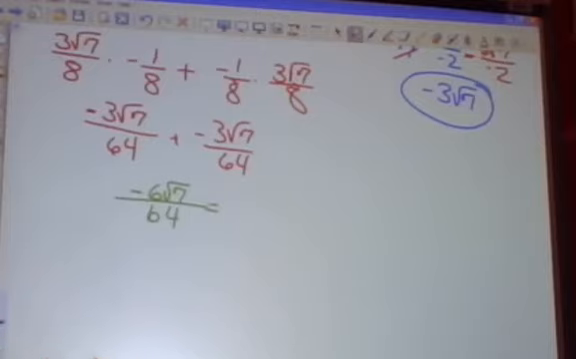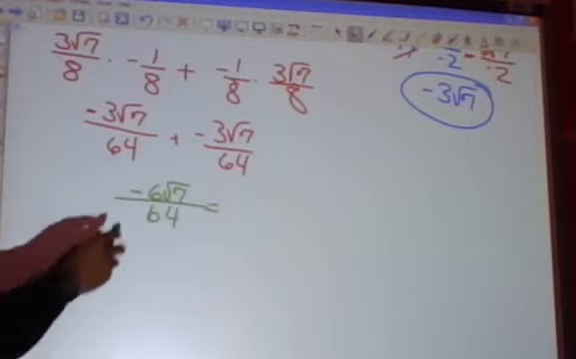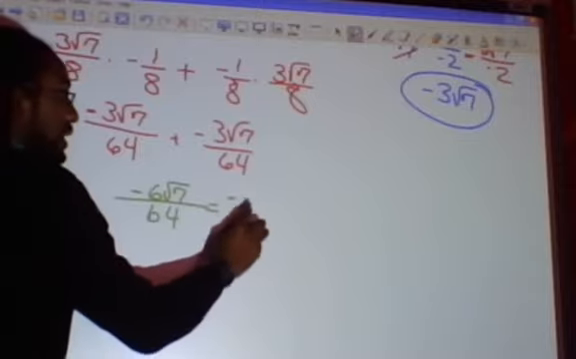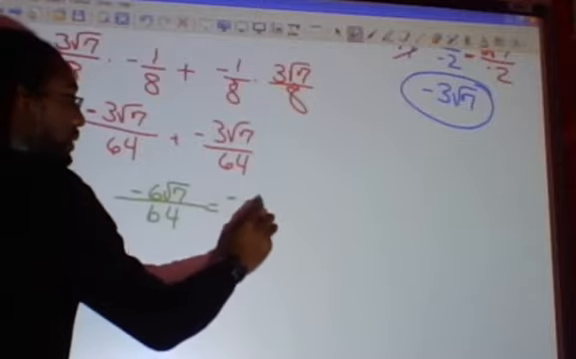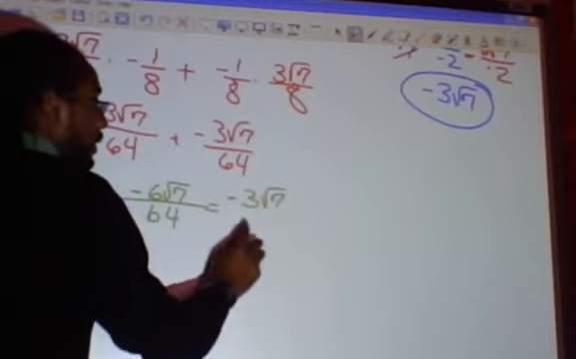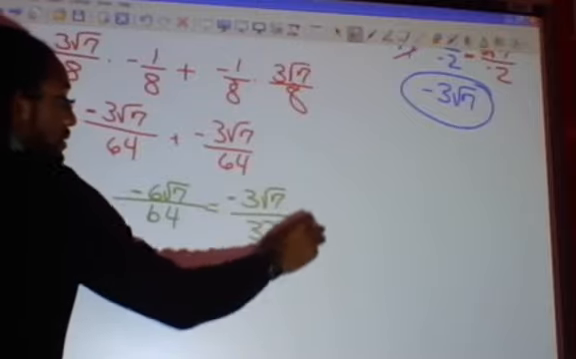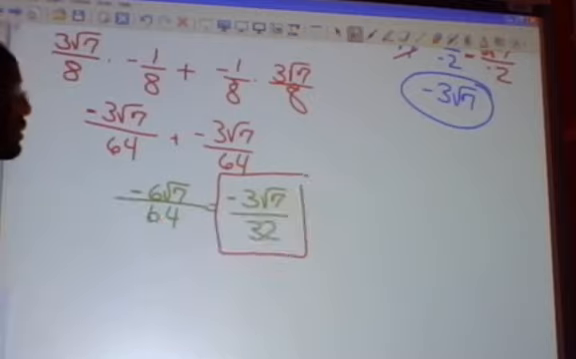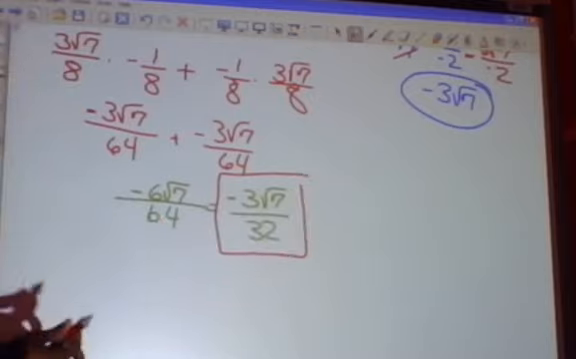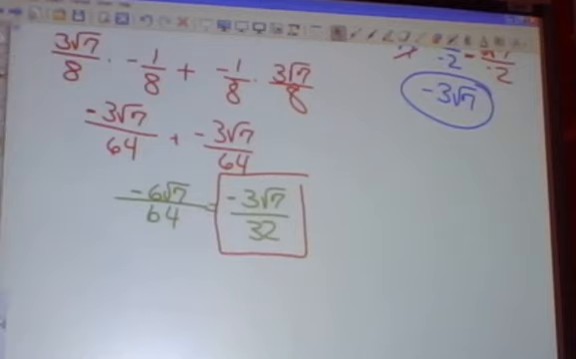You can reduce them down by dividing the outside numbers by 2. So that's negative 3 square roots of 7 over 32. And that is it. That's all you've got to do. Self-explanatory. It's easy. You guys can get this. So remembering your trig identities, you've got these, and then you just apply them, and it's easy.